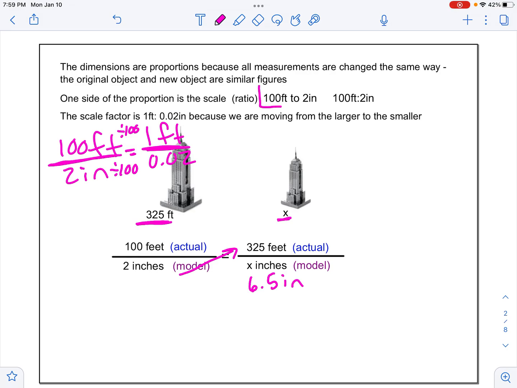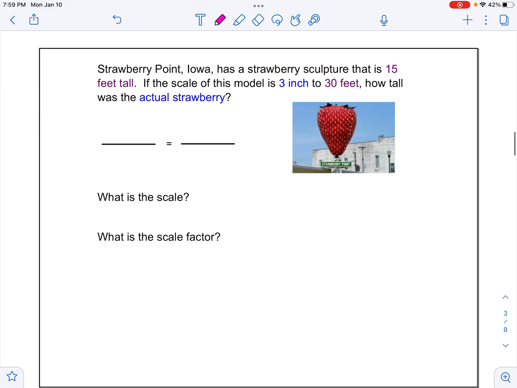So this is going to be reduced down to the scale, and then I'm going to use the actual ratio in my proportion. So let's do it again here. Now in Strawberry Point, Iowa, there's a sculpture of a strawberry that's 15 feet tall. And actually the scale of this model is for every 3 inches on the strawberry, there are 30 feet on the statue. So the scale factor is moving from 3 inches to 30 feet.